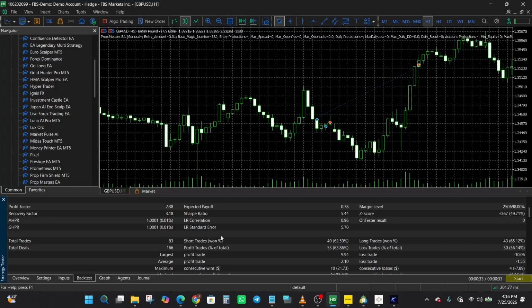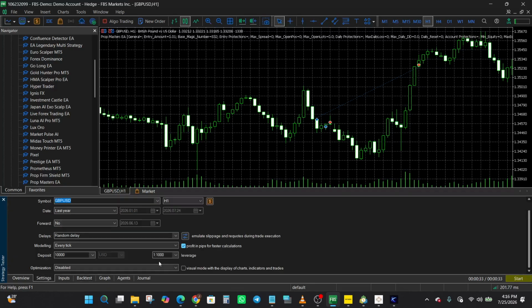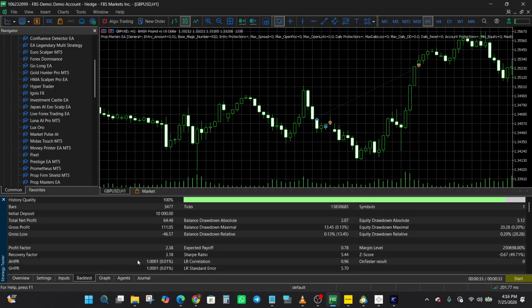All right, turning to the performance results on a $10,000 initial deposit with 1:1000 leverage, the historical net profit reached $64.48 across the approximately 7 month period. What stands out most from a risk perspective is the drawdown profile. The maximal balance drawdown was kept at just $13.45 or 0.13%, while the maximal equity drawdown reached $20.28 or 0.2%.